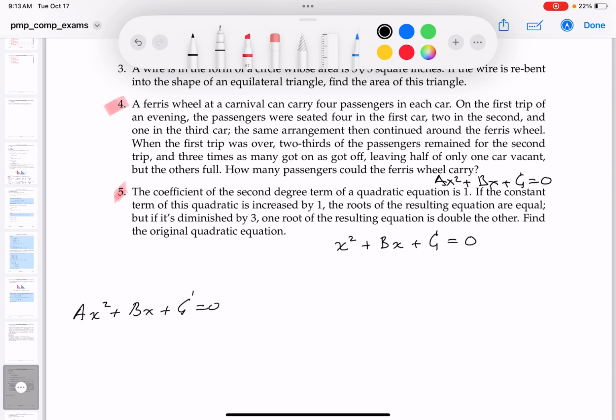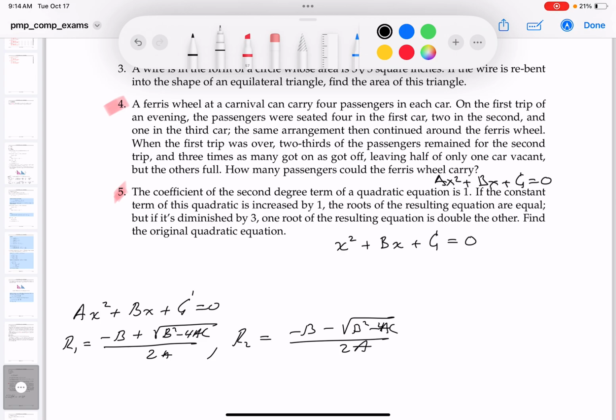If I have a quadratic equation of this form, the roots of this thing, I'm going to say R1 would be minus b plus the square root of b squared minus 4ac over 2a. And the other root, R2, is going to be minus b minus the square root of b squared minus 4ac over 2a. Sorry about the sloppiness.